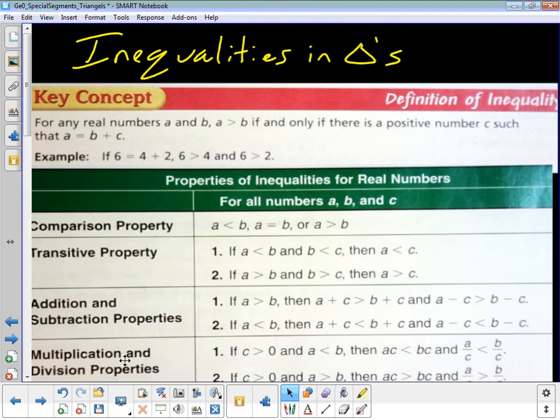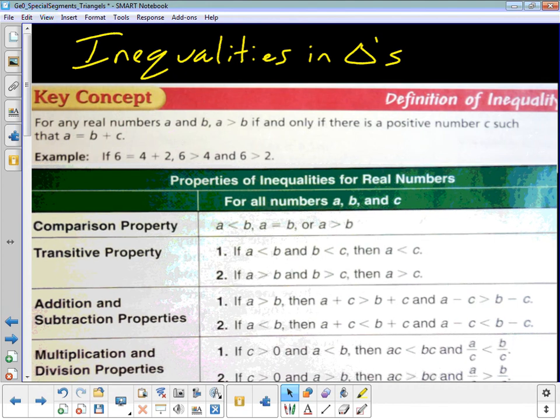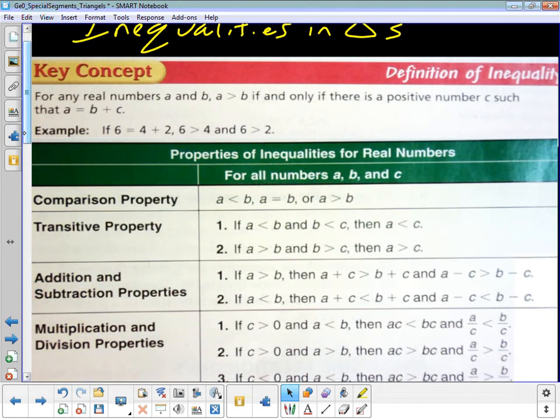Now there's a ton of properties that we have back in Algebra 1, or even 8th grade math, or even lower than that. You have the comparison property: A is either less than B, A is equal to B, or A is greater than B. Again, you have a transitive property of these. If A is less than B and B is less than C, then A has to be less than C. Likewise, if A is greater than B and B is greater than C, then A has to be greater than C. We can add and subtract in these just as well, as long as I add the same amount to both sides or subtract the same amount from both sides.